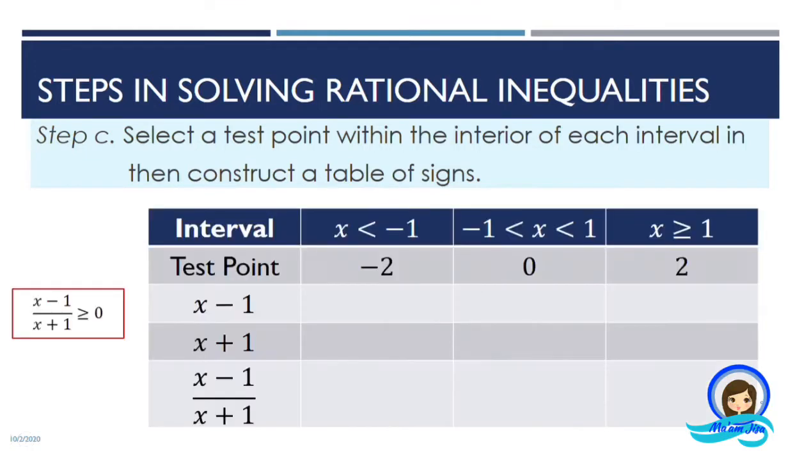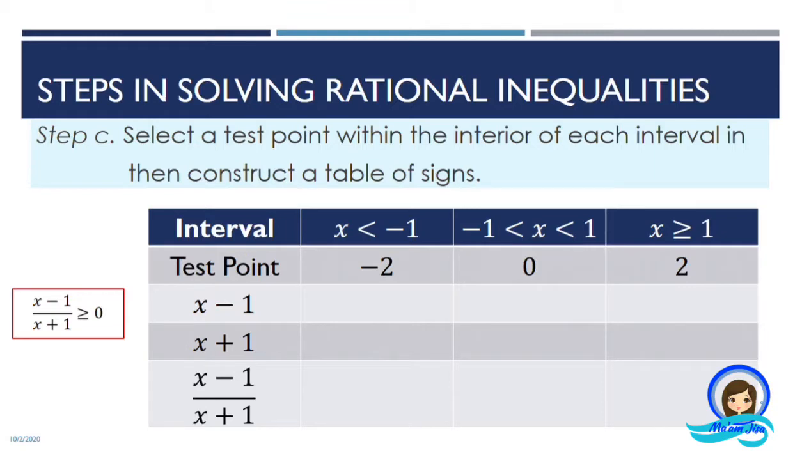So let's go back to our table of signs. Now for our test points, make sure that these test points are within the interior of each interval. So from negative infinity to negative 1, negative 2 is, of course, within that interval. From negative 1 to positive 1, 0 is the most appropriate. And for x greater than or equal to 1, of course, 2 is also appropriate. You can use any numbers, just make sure that these numbers are within the interior of each interval.